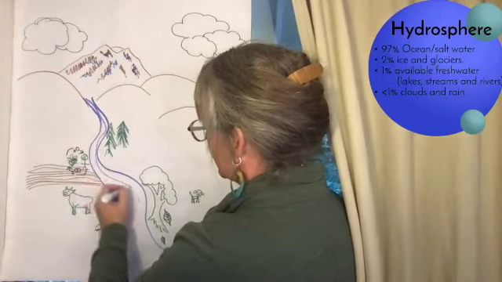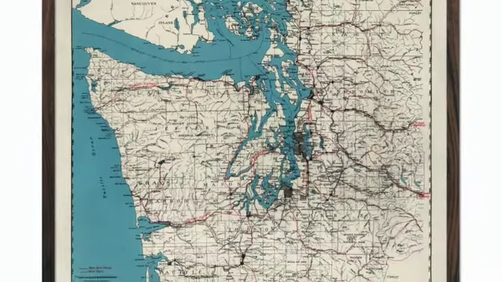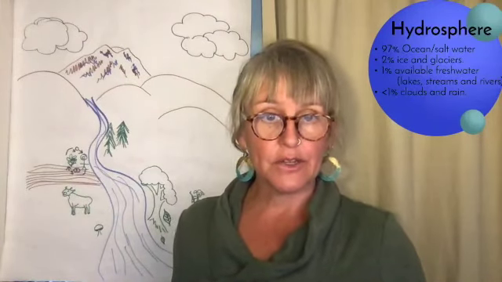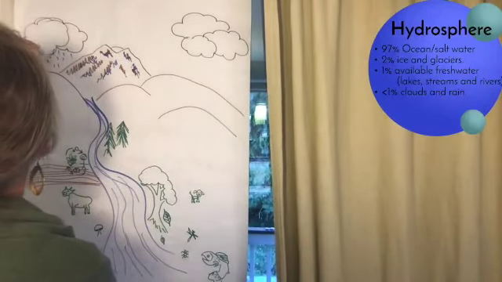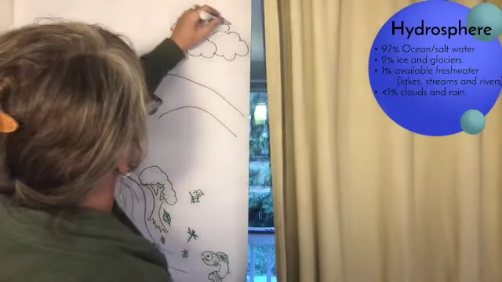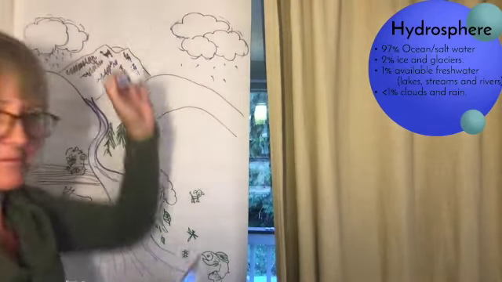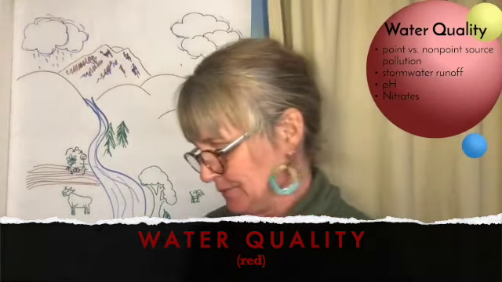And the rivers in our neck of the woods mostly drain to Puget Sound or another part of the Pacific Ocean. That leaves less than 1% of the hydrosphere that's in the atmosphere as clouds and rain. Some of the clouds are water vapor, and some of them are liquid water. Now, let's see how these things impact our water quality.